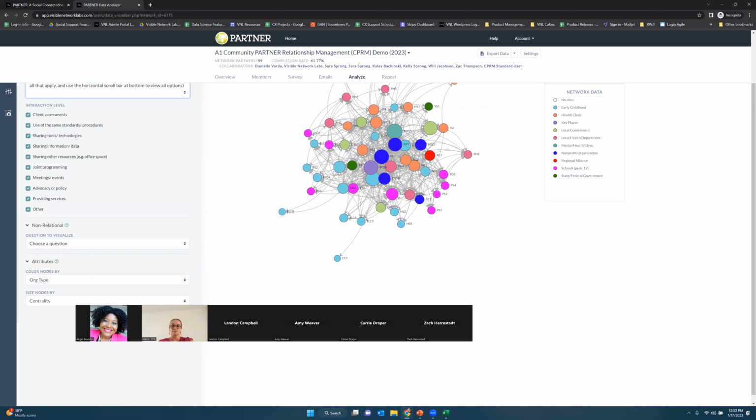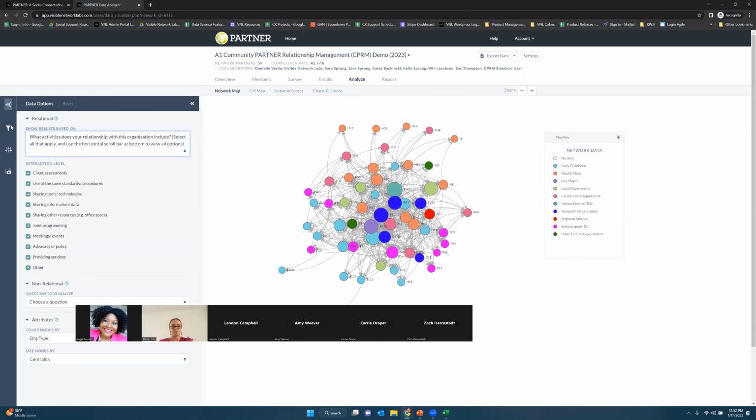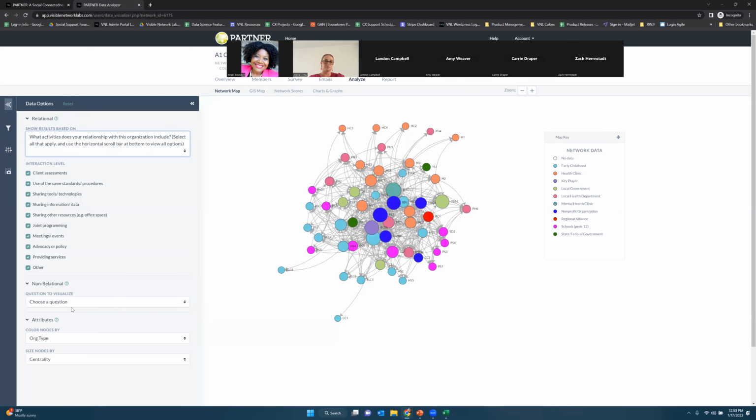So you'd come to your data set, right? And you could say, okay, what activities are we working on together, based on what you asked in your survey? You can filter by that. So for example, we can show only advocacy and policy.